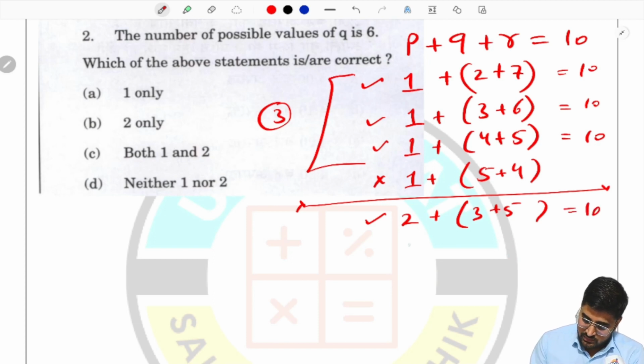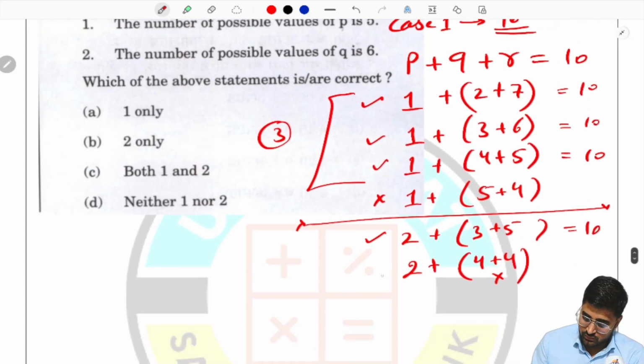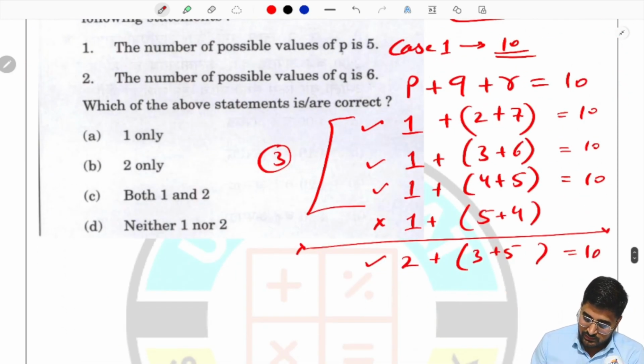completely agree. Now fix the 2. 4 is here, then you have to put 4. No, the number should not be equal. This pattern should be followed. So this is not possible. And from there onwards, if you put 5 here and 3 there, then it's also wrong because it's not following this. So only one possibility is there.